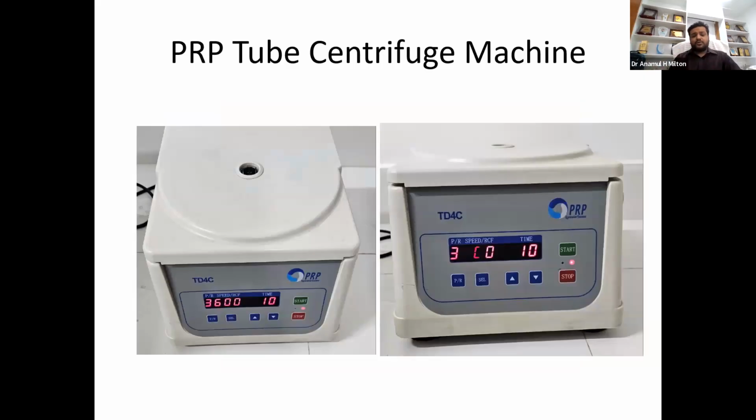Initially I also used a test tube for making the PRP, and at that time we used this type of machine. Here there is no pre-cooling system. We just select how many spins per minute and how much time, and then we start.